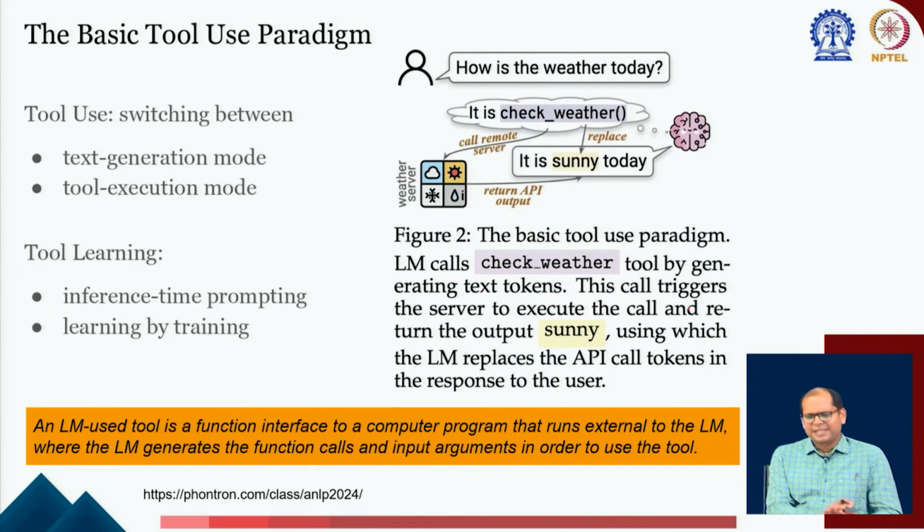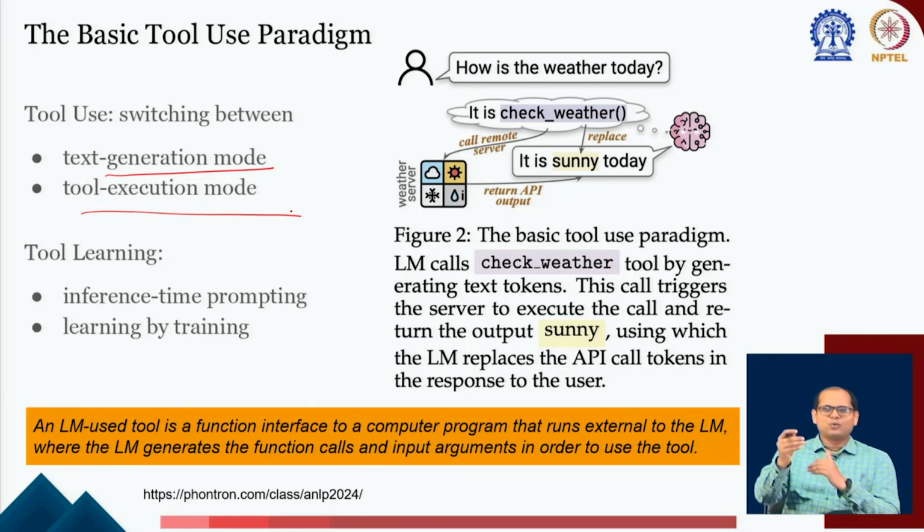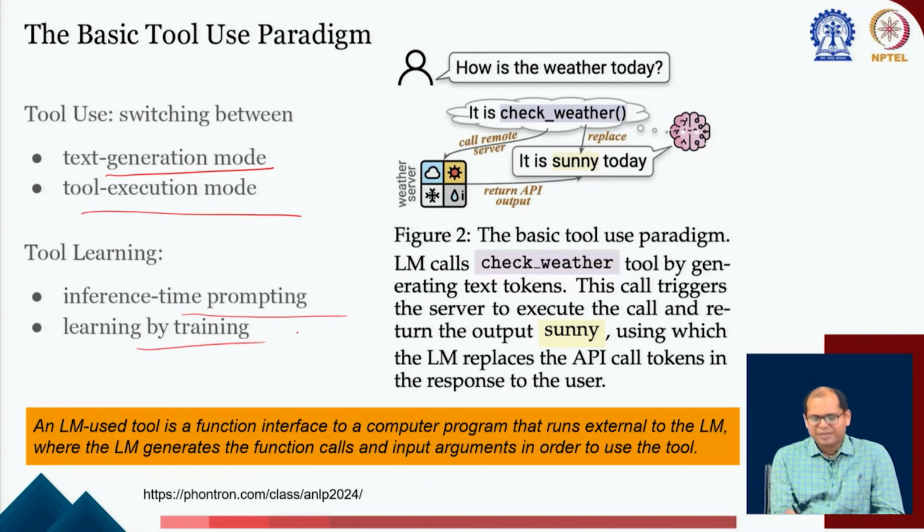So what is the basic tool use paradigm? By default LMs will do next token generation in autoregressive mode. They will keep on generating one token at a time. Now that means if I have to use a tool, I have to switch between text generation mode and tool execution mode, right. At some point you should move to, okay, now I am calling a tool, I get the output from the tool and I go back to generating next words. And you can do learning by inference time prompting, and you can even do learning by training, and we will see some examples of learning by training in Toolformer.